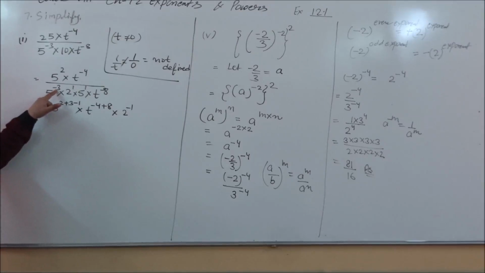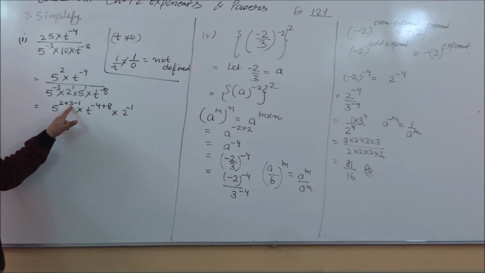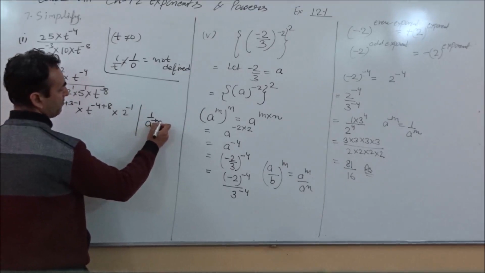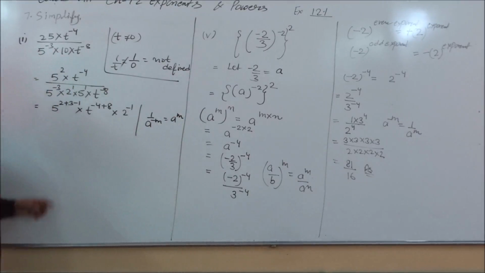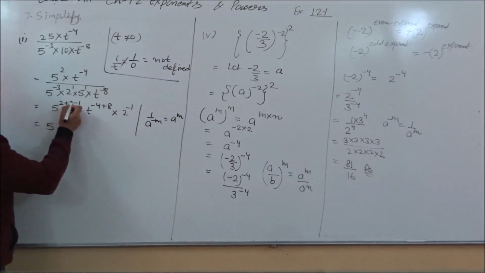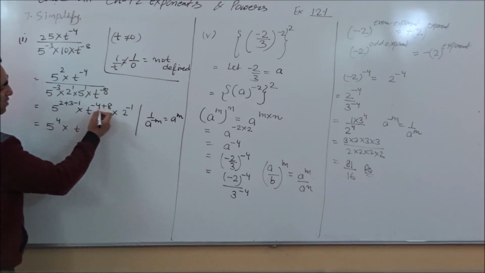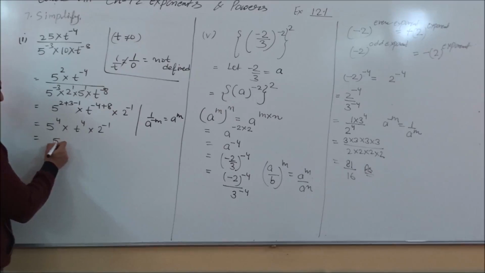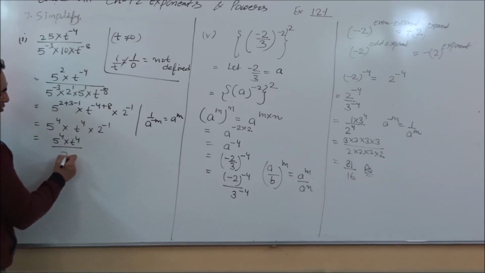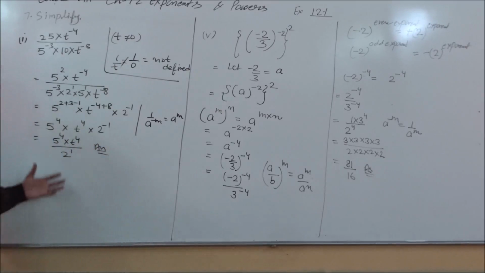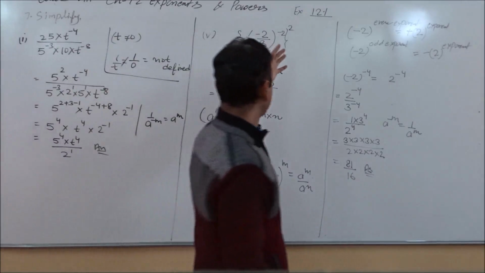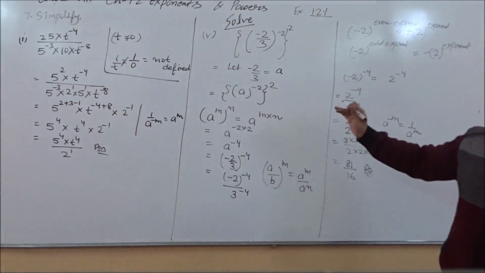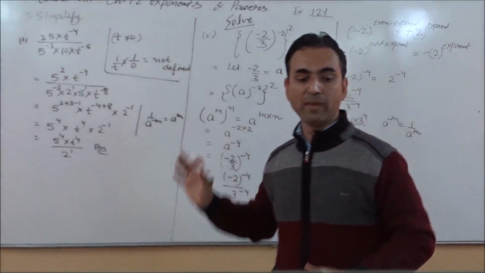We include minus 3 as positive plus 3 because we know the formula: 1 upon a raised to minus m becomes a raised to m. So 5 raised to 2 plus 3 is 5, 5 minus 1 is 4, t raised to 8 minus 4 is 4, into 2 raised to minus 1. So we can simplify this as 5 raised to 4 into t raised to 4 upon 2 raised to 1. This is called simplification. So I have discussed one question of solve and one question of simplification, and you have to practice.